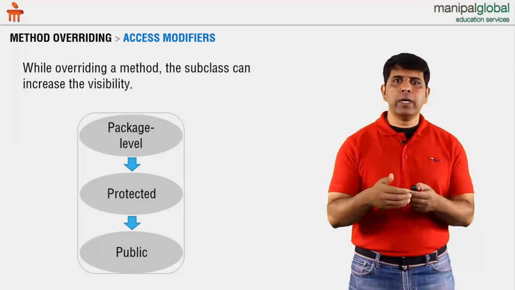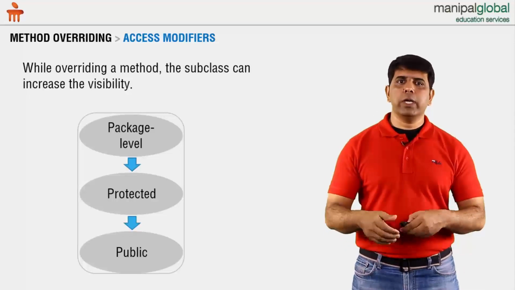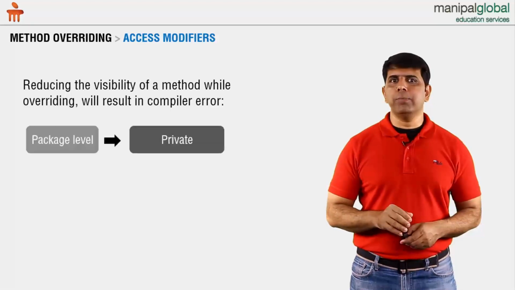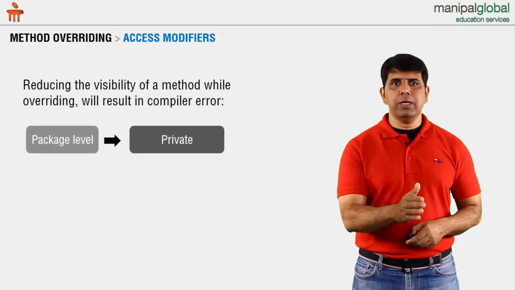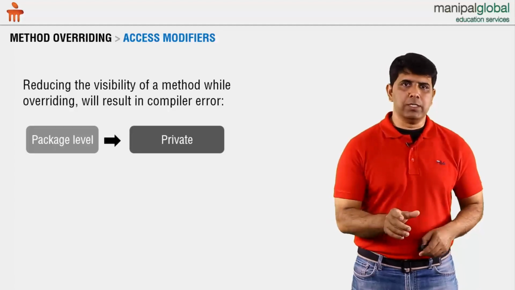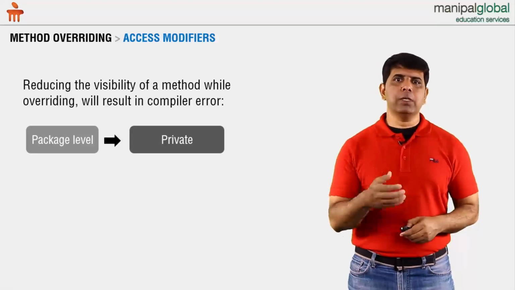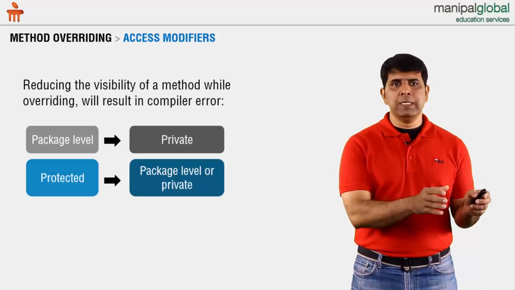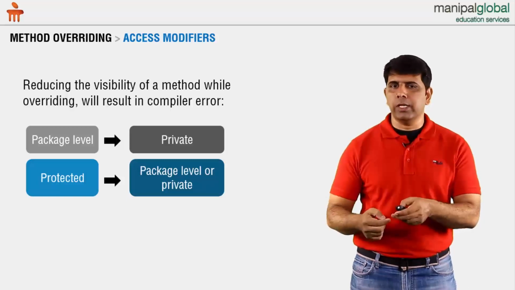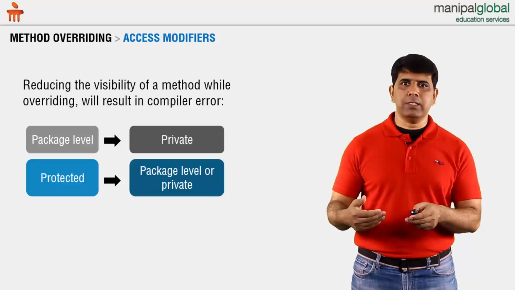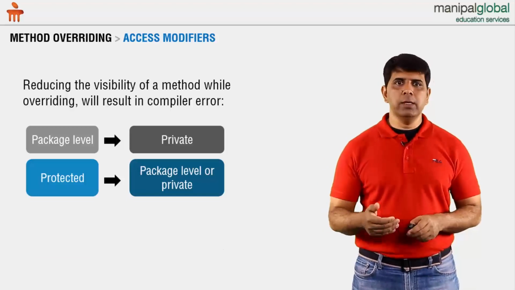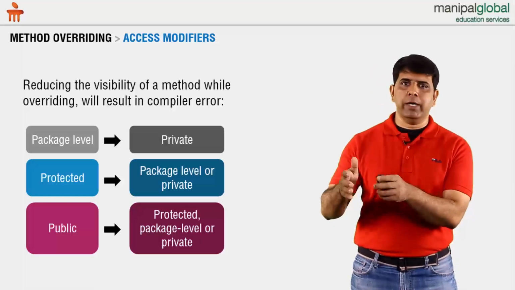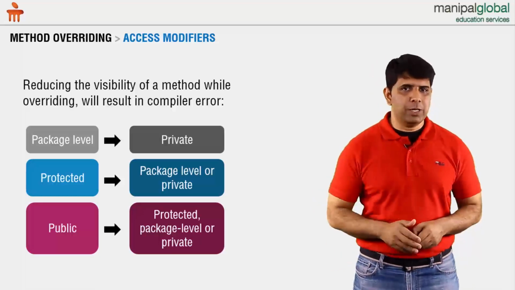So when you're trying to override, you can increase the visibility, but you cannot decrease it. If you reduce the visibility, the compiler will give an error. Imagine you have a superclass method with package level access, and in the subclass you're trying to make it private. That's going to be an error. Similarly, if the superclass has a method with protected and you're trying to override it with default or package level access or private, that's going to be an error. Similarly, if a superclass method is public and you try to write it as protected, package level or private, the compiler stops you from doing that.